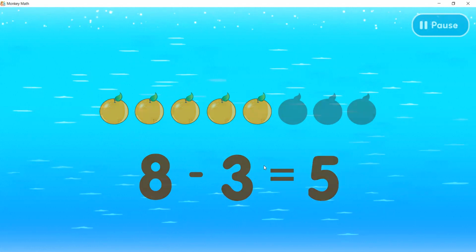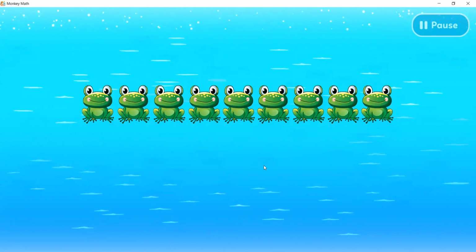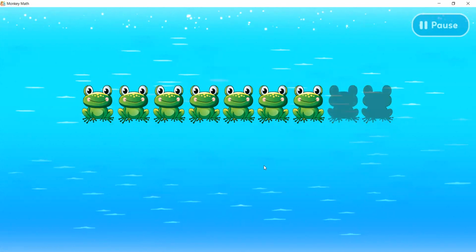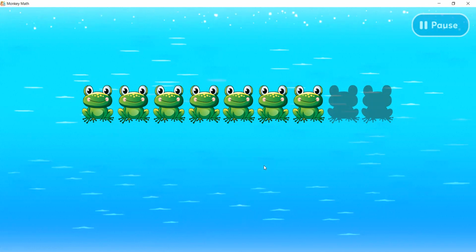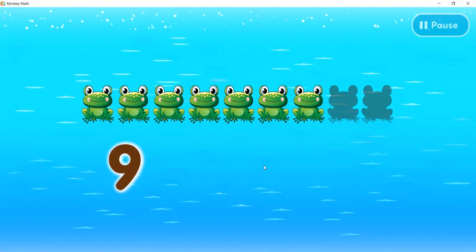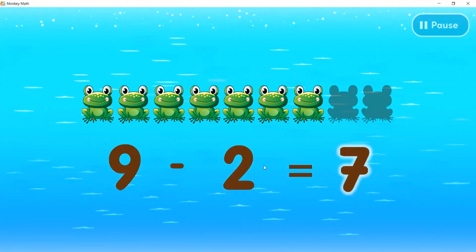Let's use another example. There are 9 frogs. When 2 frogs jump away, how many frogs are left? Well, we can see that there are 7 frogs left. And we can also write the subtraction equation as 9 minus 2 equals 7.